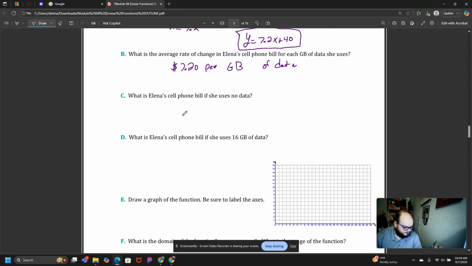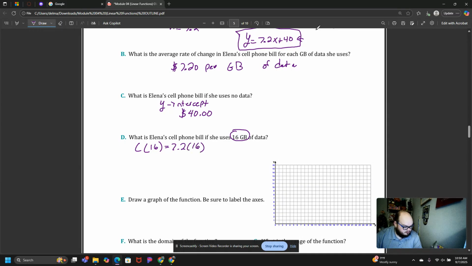Okay. So what is the cell phone bill if she uses no data? That's the y-intercept. And we said that that was what? $40. Now what was her bill if she uses all 16 gigs? Well, we have to plug that in. The C of 16 is equal to 7.2 times 16.